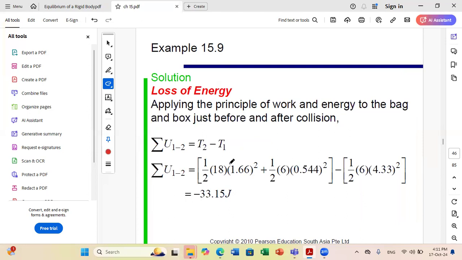Because during the collision, just before and just after, you are in the same place. I mean, you didn't change place to have a change in potential energy. So what will only change is your kinetic energy. Okay, so you need to do the difference between T2 and T1.